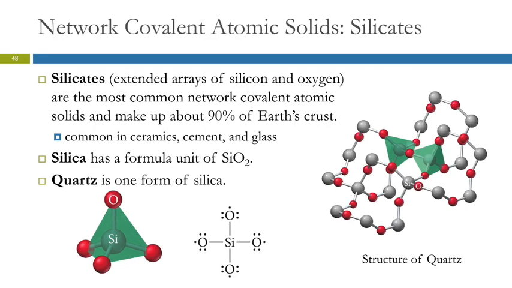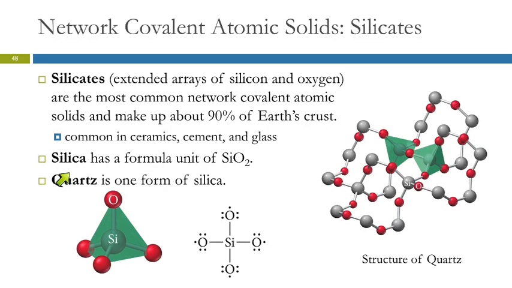Okay, so another network covalent atomic solid, silicates. Silicates are extended arrays of silicon and oxygen. They're the most common network covalent atomic solids on the Earth. 90% of the Earth's crust is made up of silicates. Think sand, right? How much sand is there at the ocean? Lots of sand. Sand is composed of silicates.